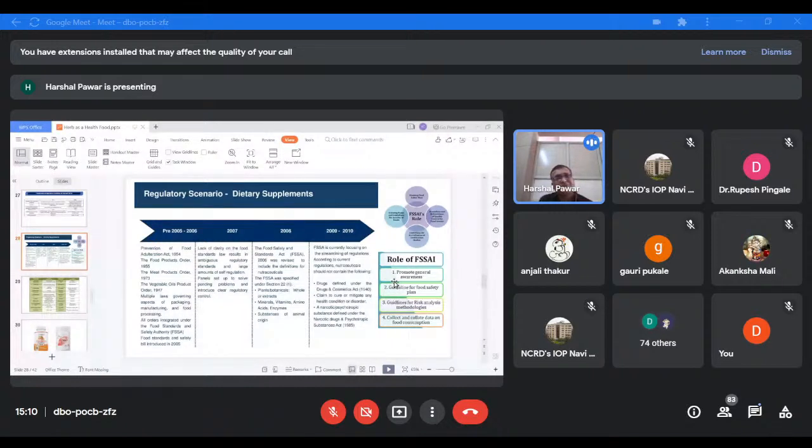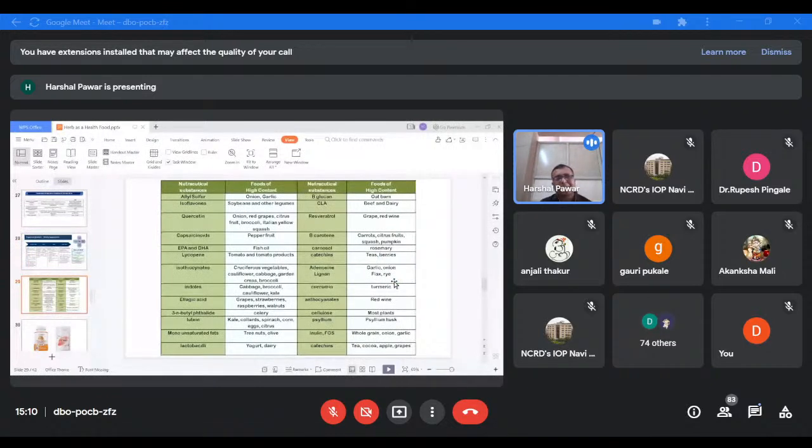These are various nutraceutical ingredients which are most commonly used in most of the nutraceutical products which are there in the market. Some of these components must be known to you. Allyl sulfur: these are sulfur-containing compounds present in onion and garlic. Isoflavonoids are present in soya bean. Quercetin is a kind of flavonoid which is present in onion, red grapes, citrus fruits, broccoli, right? I hope you must have seen broccoli in the market.